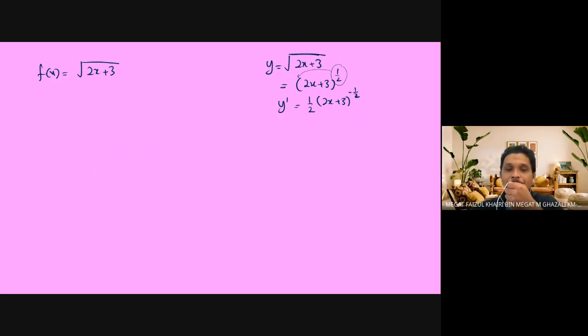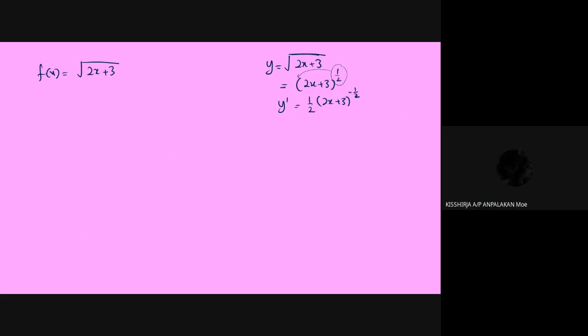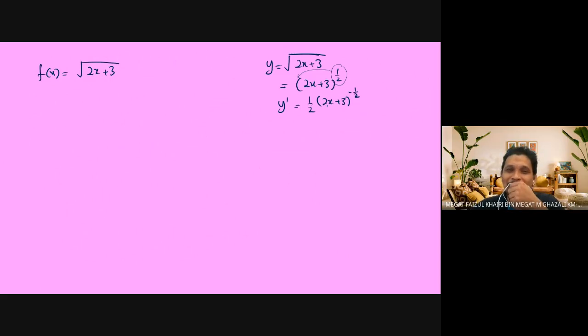Is that all? Negative half. Oh, then you must bring out 2x. You must differentiate 2x plus 3. Good. Differentiate this and it gives you 2. Okay, so now 2 times half, or 2 divided by 2, is 1.